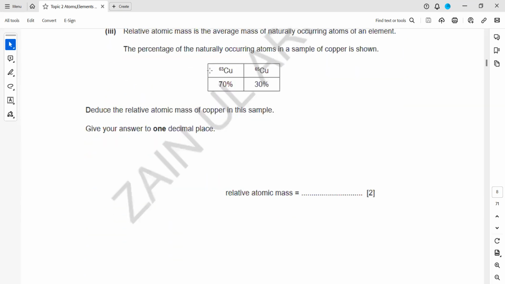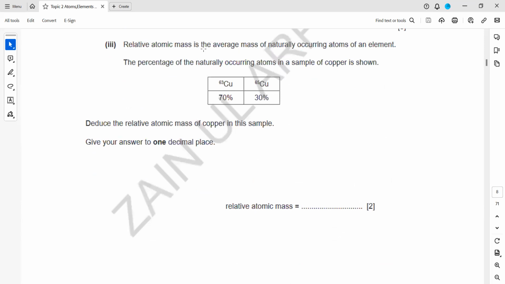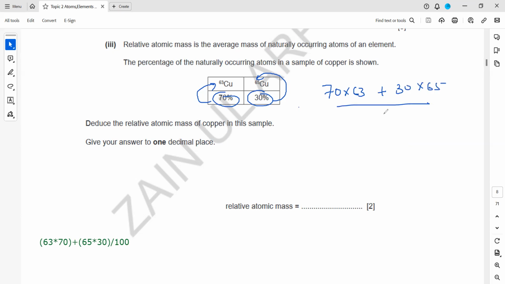Then we need the average mass of the isotopes. This question is a common one as well; you will find this repetition. How do you work out the average mass of the isotopes? The percentage of the isotope multiplied by its mass, plus the percentage of the other isotope multiplied by its mass, divided by 100. So it will be 70 multiplied by 63 plus 30 multiplied by 65, divided by 100. And we have to write one decimal place. So what's the final answer? 70 into 63 plus 30 into 65, divided by 100.